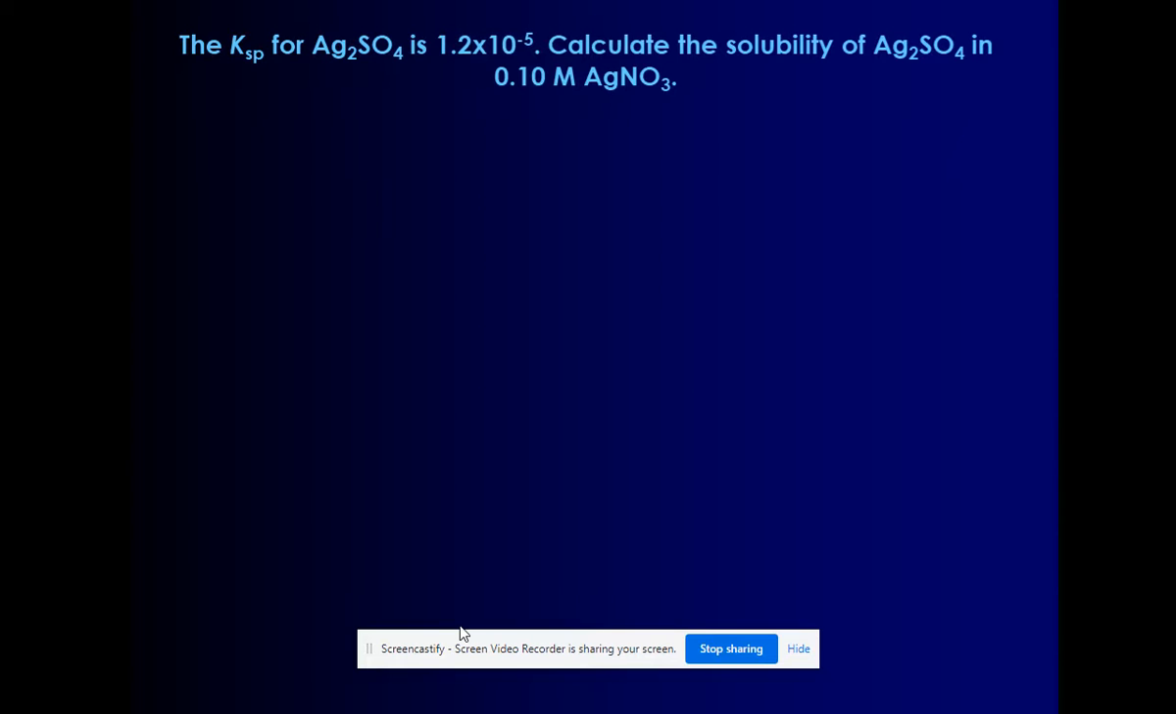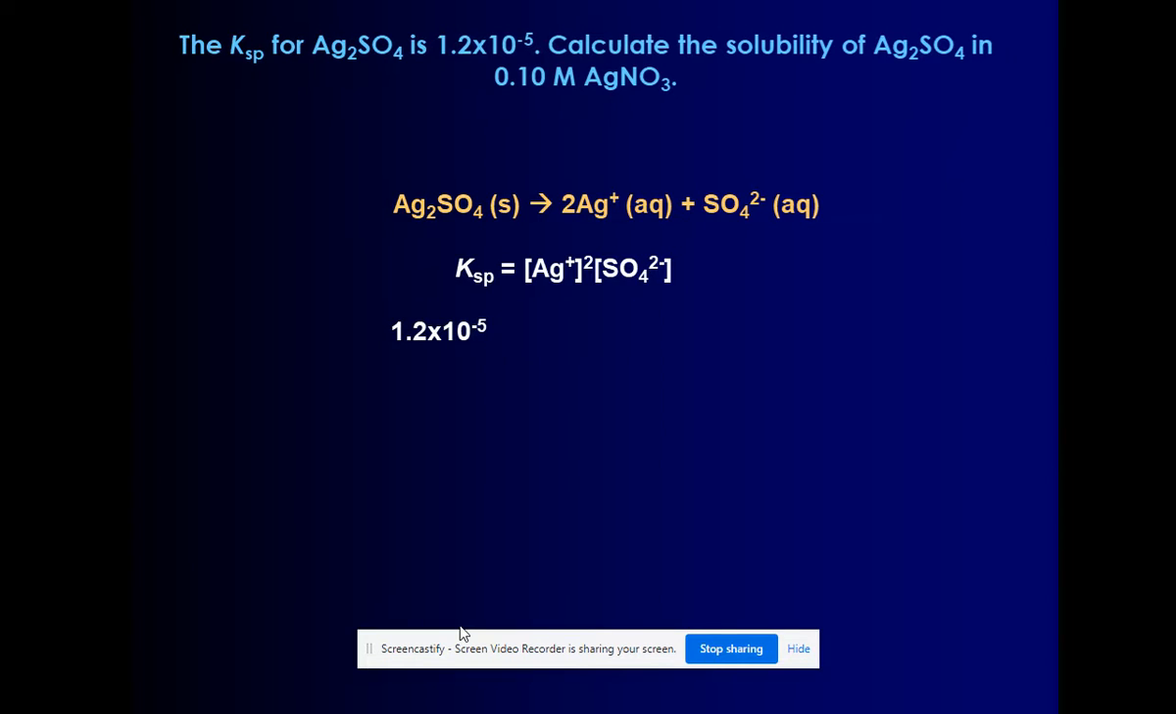Both solids contain silver. So silver nitrate is providing us with a source of silver ions, 0.1 molar to be specific. Again, double arrow. Silver sulfate would dissolve into 2 silver ions and 1 sulfate ion. The Ksp expression would be the silver ion squared along with the sulfate. I know my Ksp value, and I know that I have a source of silver ions, 0.1.